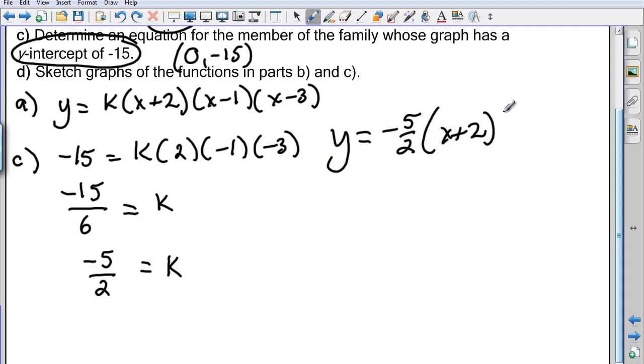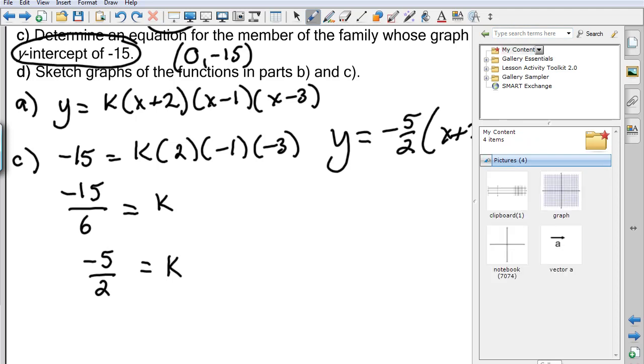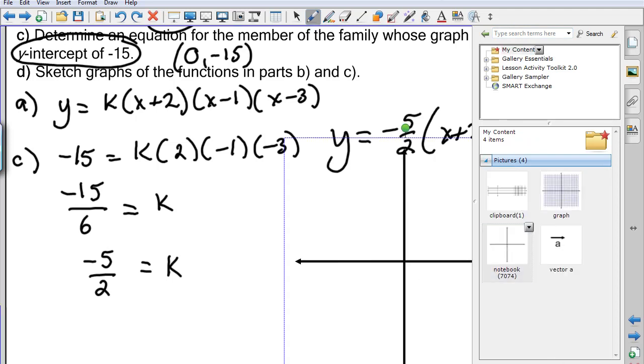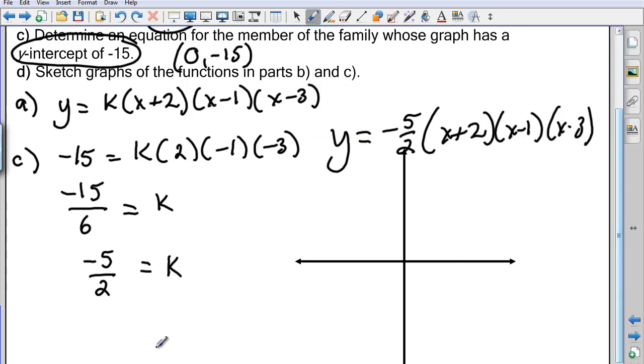Because this question did not ask for it in simplified form, I can leave it like this. The final question is: sketch this graph. So what we want to do is take a quick snapshot of this and decide where it's going. We have x-intercepts at -2, at +1, and at 3.